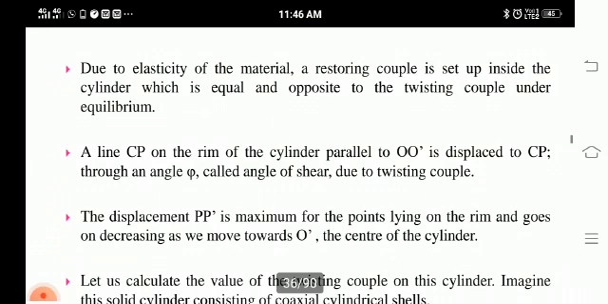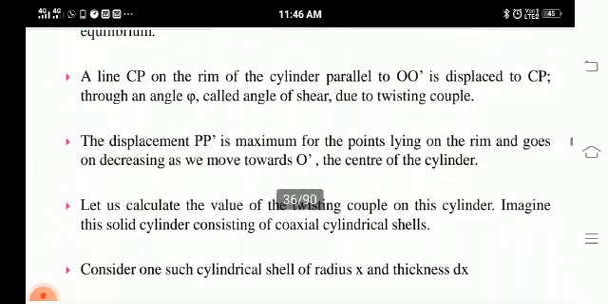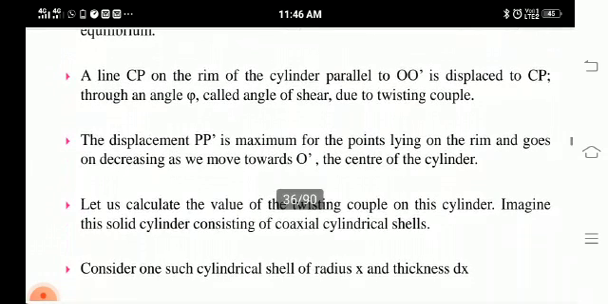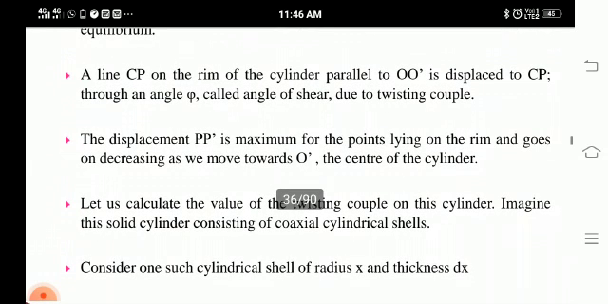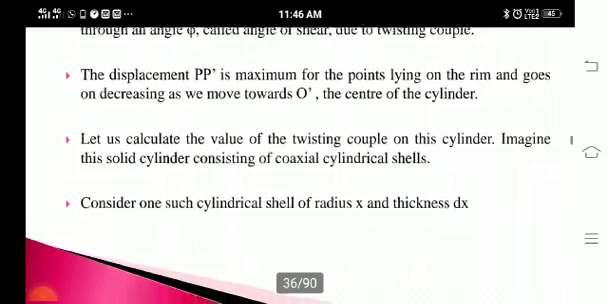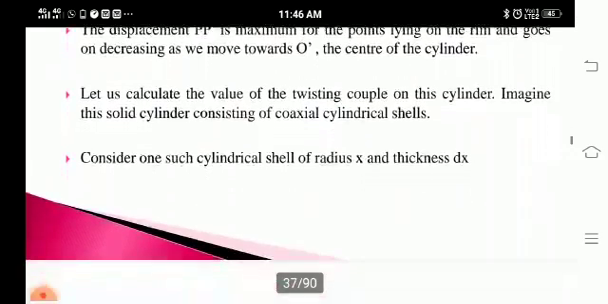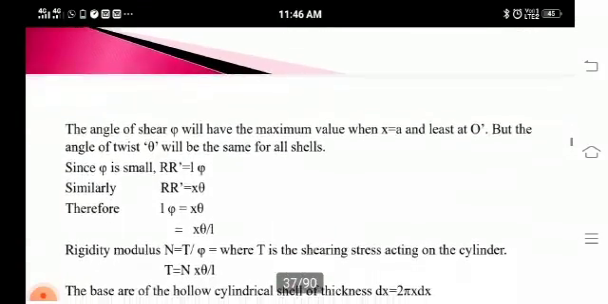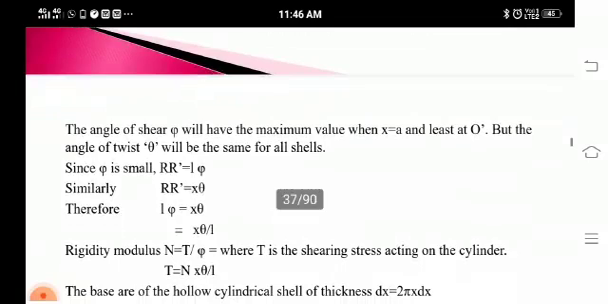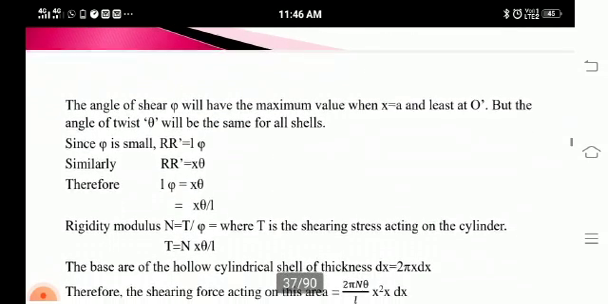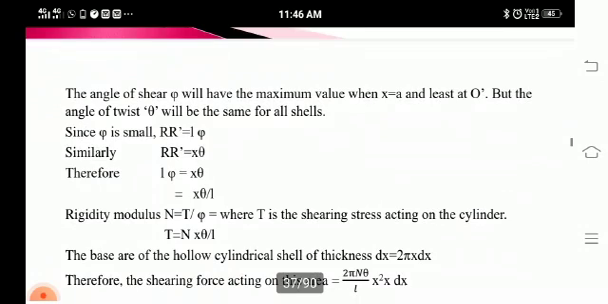A line CP on the rim of the cylinder parallel to OO dash is displaced to CP dash. So the displacement PP dash is maximum for the points lying on the rim and goes on decreasing as we move towards O dash, that is the center of the cylinder. Consider one such cylinder shell of radius x and thickness dx. So the angle of shear psi will have the maximum value when x is equal to A and least at the origin, that is O dash. But the angle of twist theta will be the same for all shells.